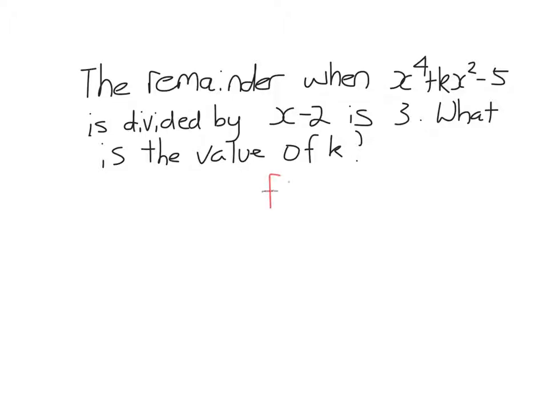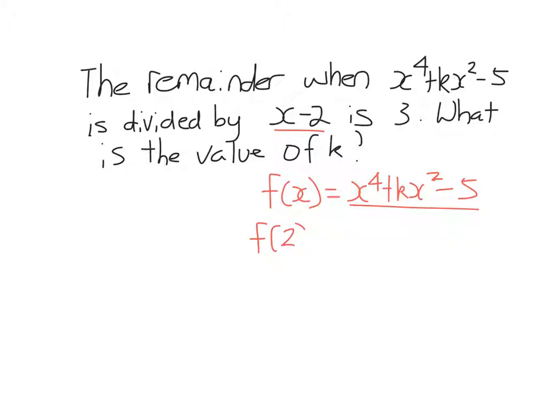So let's let f(x) equal the polynomial x to the power of 4 plus kx squared minus 5. Let's think about what the remainder theorem says. When I divide this by x minus 2, the remainder will be f(2). Of course, here a is 2, when we were talking about the linear factor x minus a. So for f(2), if I substitute x with 2, I get 2 to the power of 4, which is 16, plus 2 squared times k, and 2 squared is 4. I get 11 plus 4k.